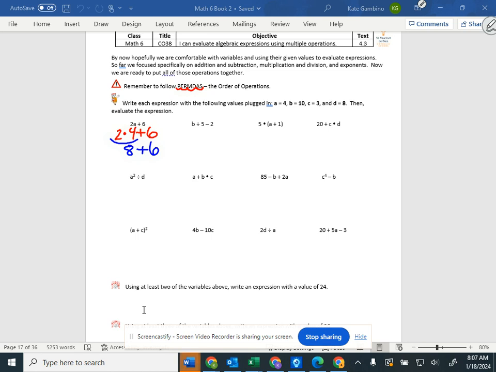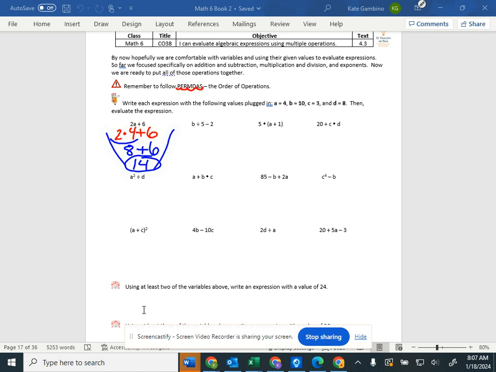Notice how I'm rewriting it. I want you to rewrite, and we're gonna narrow down our expression till we get our answer. So we're going to make a funnel shape. Now we just have one operation left, and we know what we have to do. 8 plus 6 is 14. So our final answer is 14.